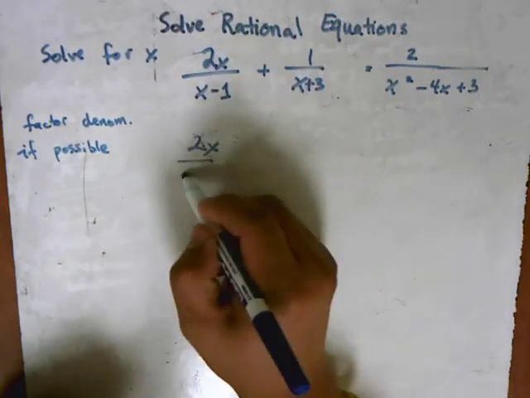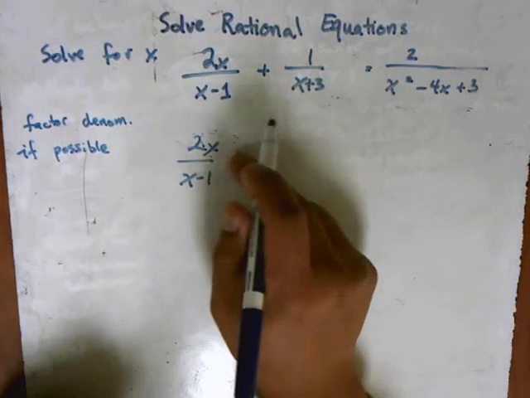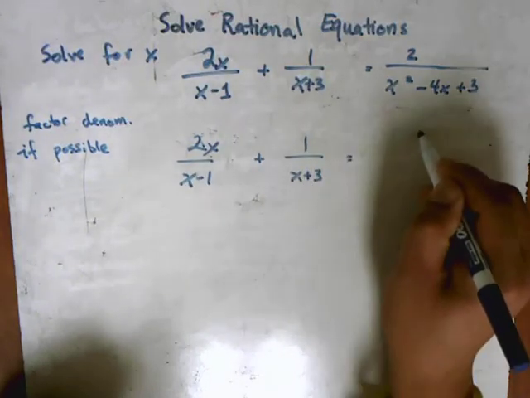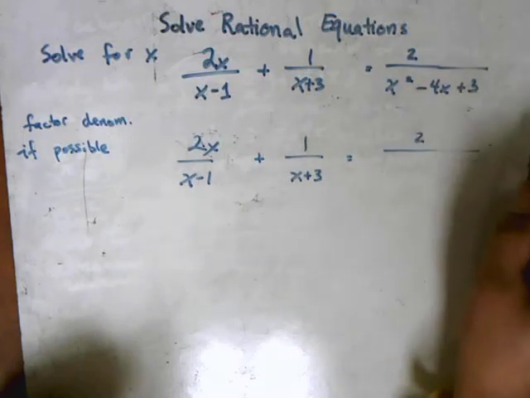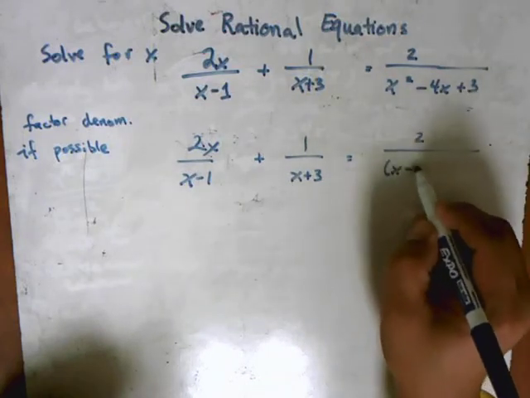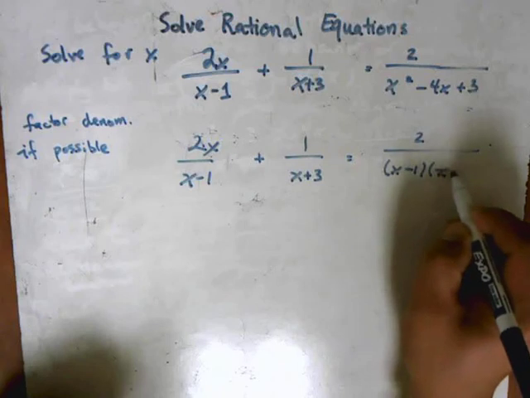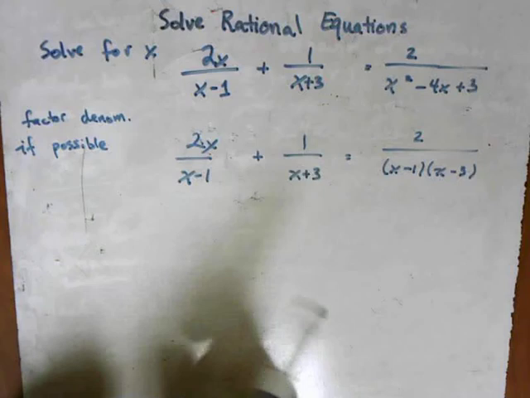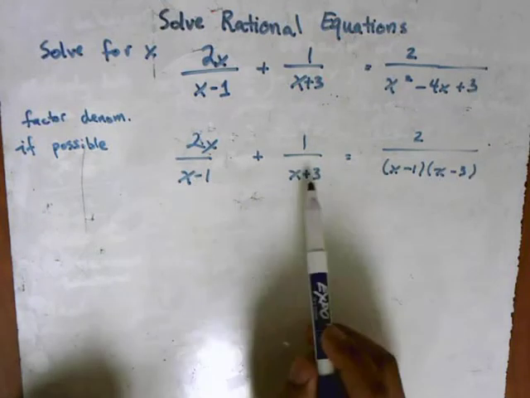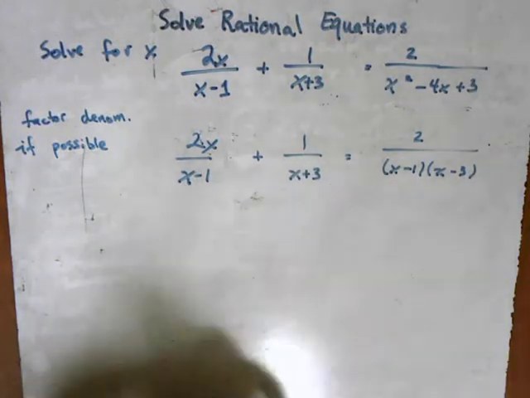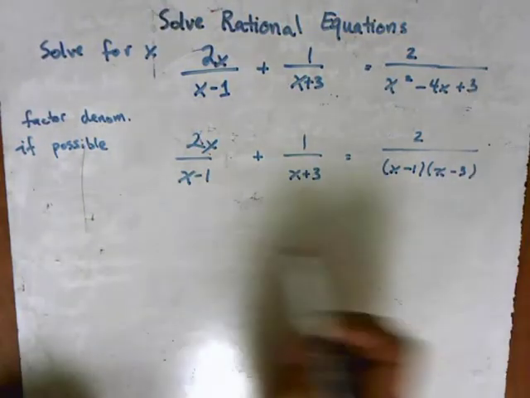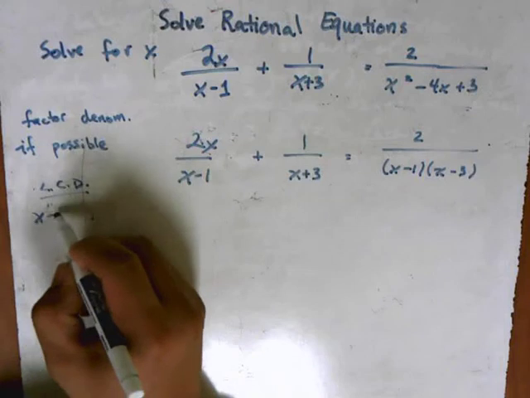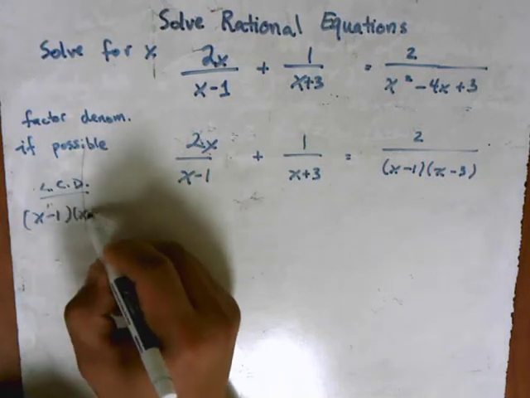So this is still 2x, x minus 1. This certainly cannot be factored any further. This is 1 over x plus 3. But this can actually be factored. X squared minus 4x plus 3 is x minus 1 times x minus 3. And when we do it this way, we see that these two factors here, x minus 1, x plus 3, is contained in here. So now we are able to recognize here that the lowest common denominator is in fact x minus 1 times x minus 3.